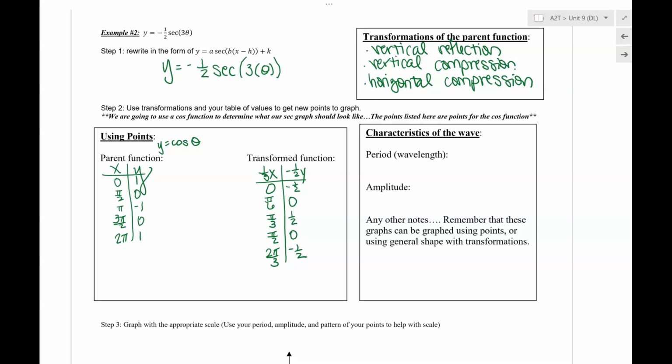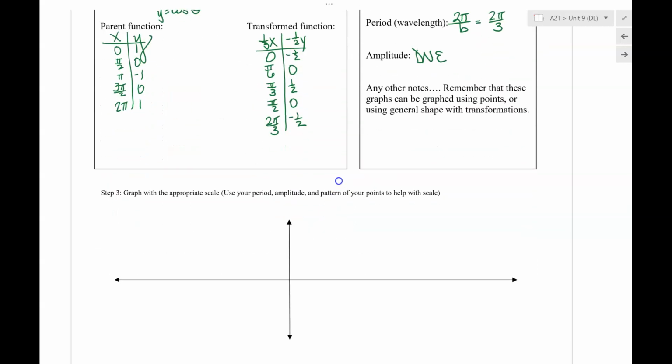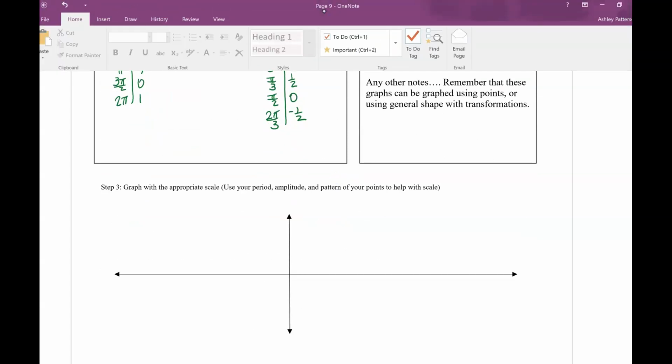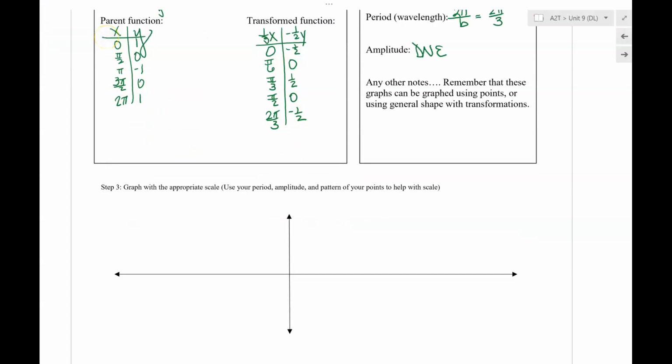Okay, so the period of secant is 2 pi. We're going to affect that by b just like we would with cosine. So this becomes 2 pi over 3. That's our period. There isn't an amplitude because there isn't a max or minimum value. Let's go ahead and label our axes. It looks like we just go up to 1/2 and -1/2. How do I know that? The a value and my transformation chart.